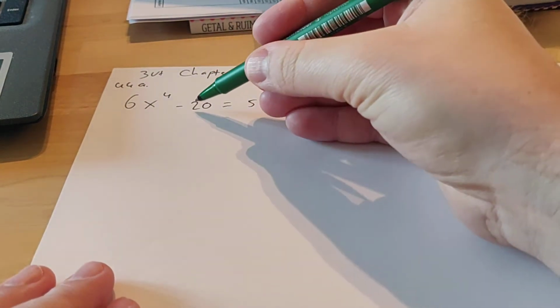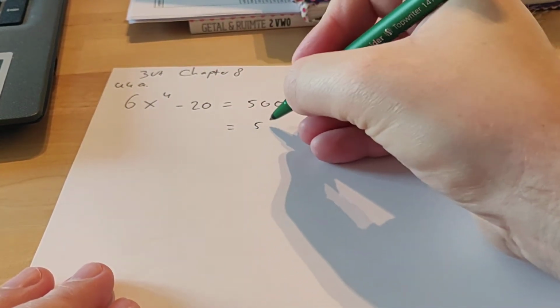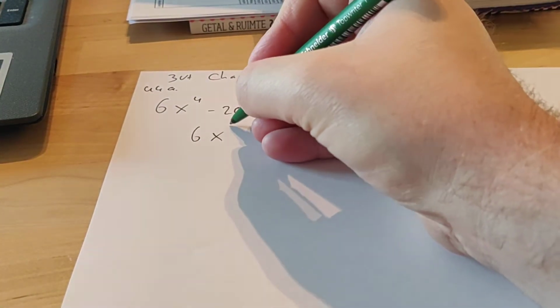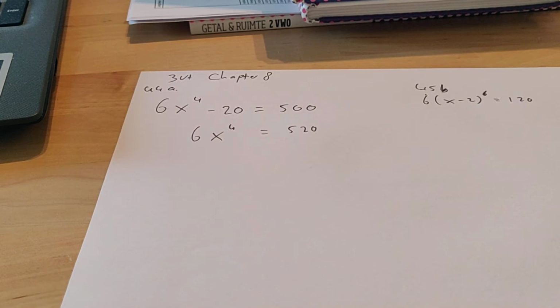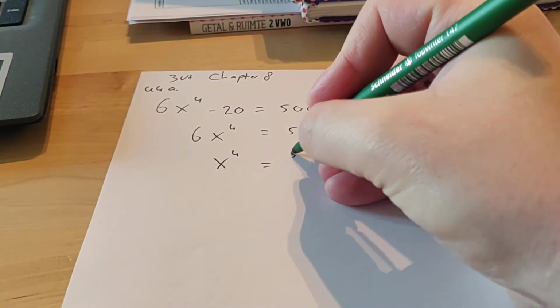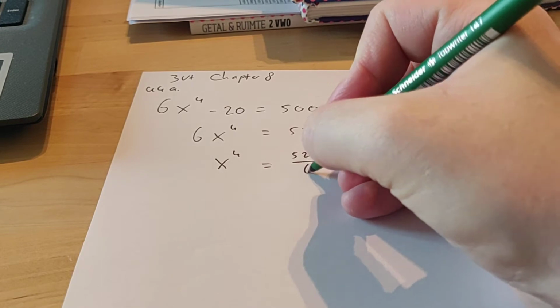So first we're going to do plus 20 on both sides. So then here you have 520, and then on this side you have 6x to the power of 4. Then the next step would be to divide 520 by 6. So then you have x to the power of 4, and here you have 520 divided by 6.